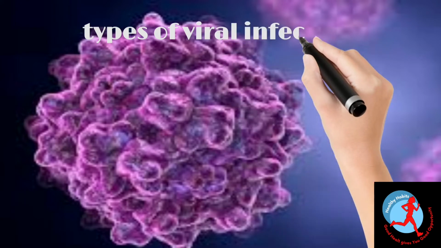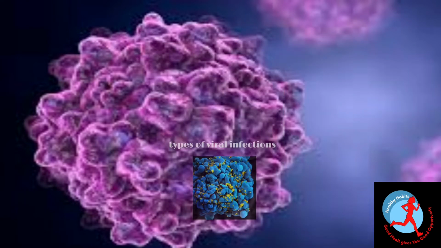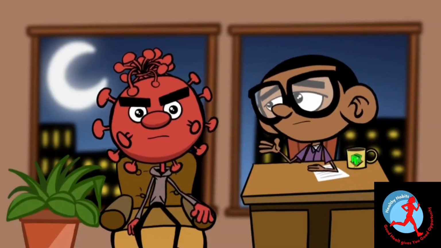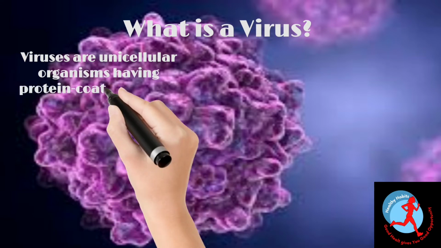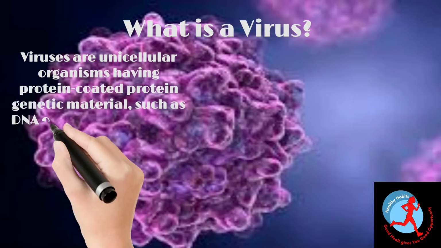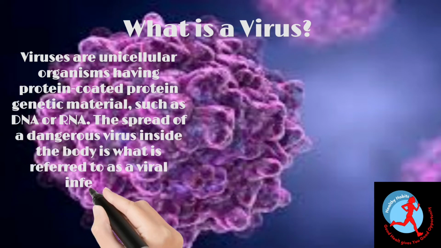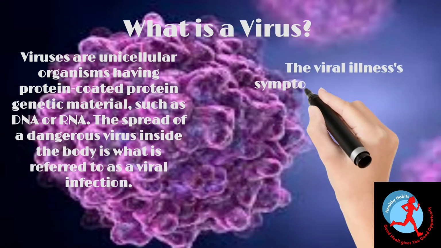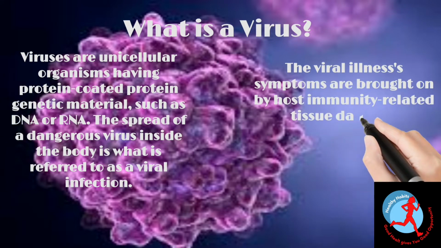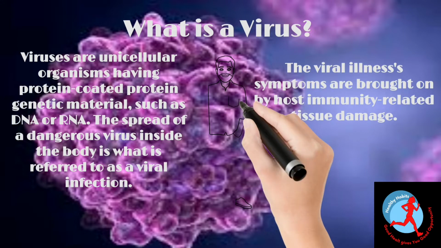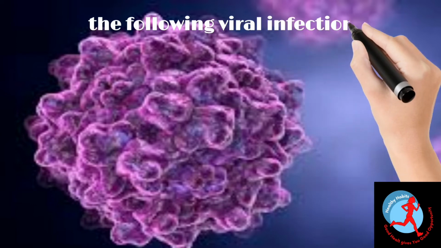Types of viral infections. What is a virus? Viruses are unicellular organisms having protein-coded protein genetic material, such as DNA or RNA. The spread of a dangerous virus inside the body is what is referred to as a viral infection. The viral illness's symptoms are brought on by host immunity-related tissue damage. The following viral infections.